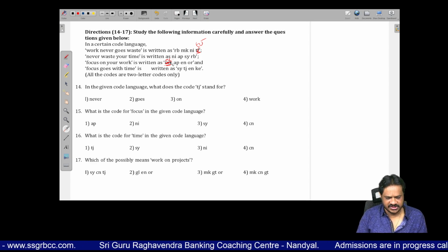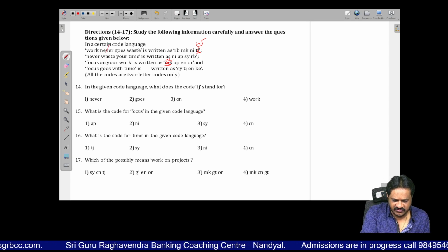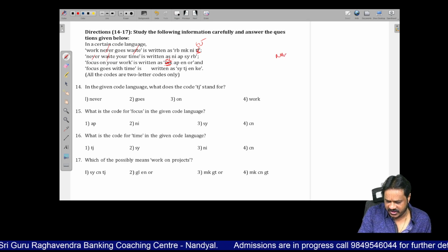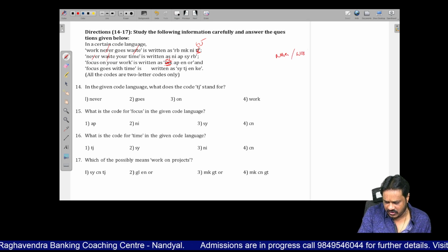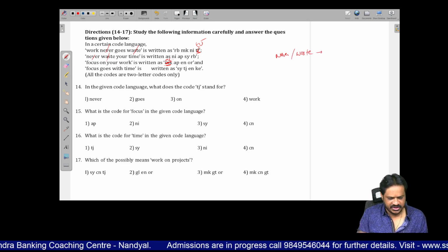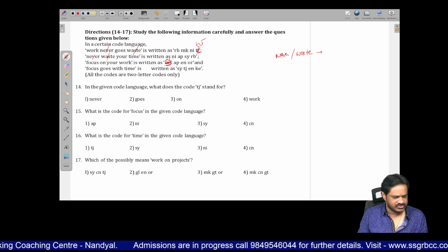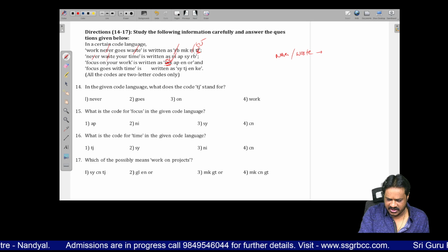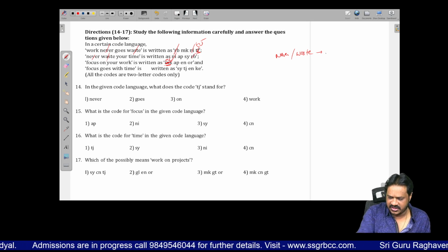Now, let us see first and second. In first and second, you can see two words, never waste. The code for either never or waste can be two things. What are the two things? Either NI or RB.